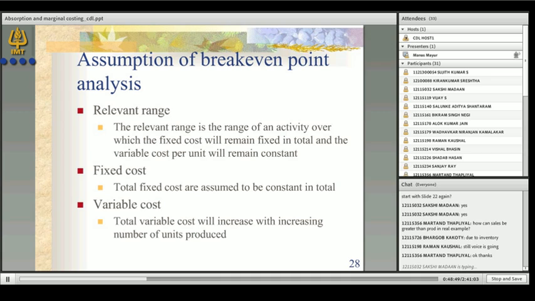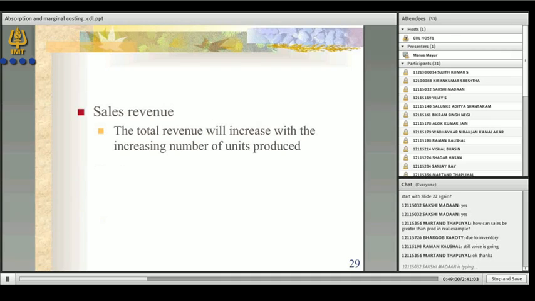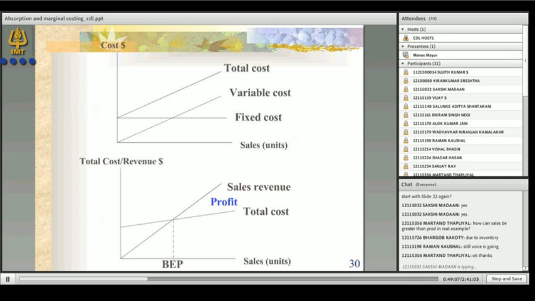Total fixed costs are assumed to be constant in total, and total variable cost will increase with increasing number of units produced. The total revenue will increase with the increased number of units produced. So these are some of the assumptions behind break-even analysis. Now first we will see using a graph how we can understand that.